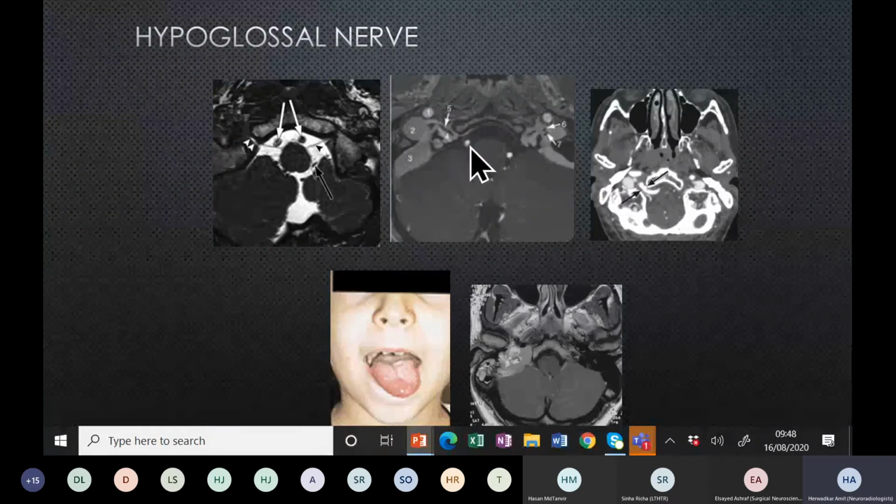So this is a patient. This is the normal appearance of the hypoglossal canal within the perimedullary system, and we have seen the vertebral artery itself as well.